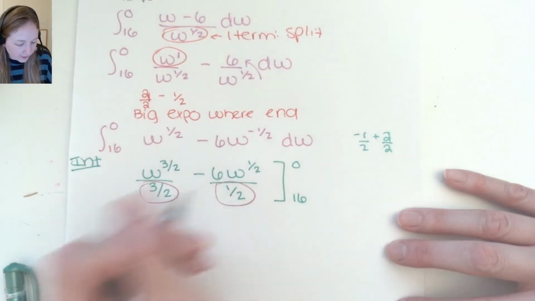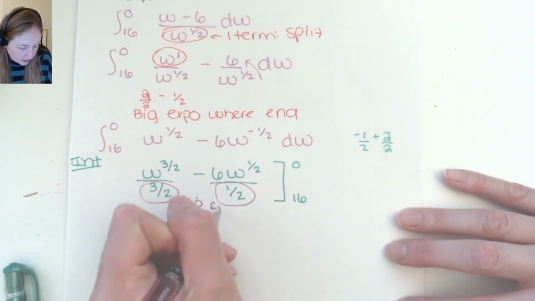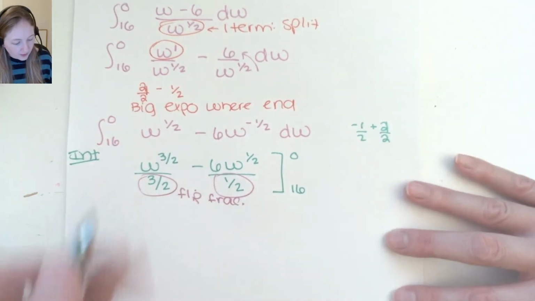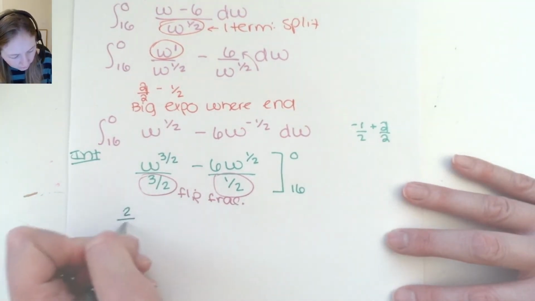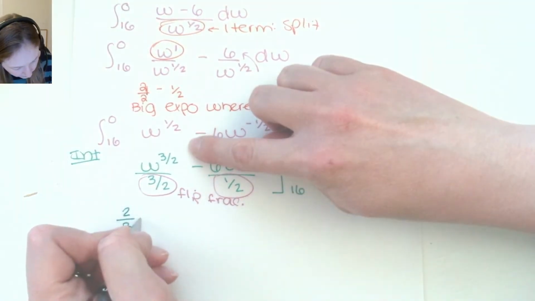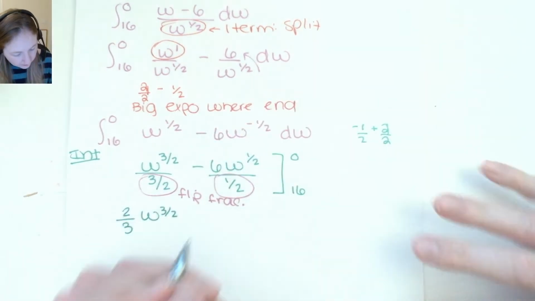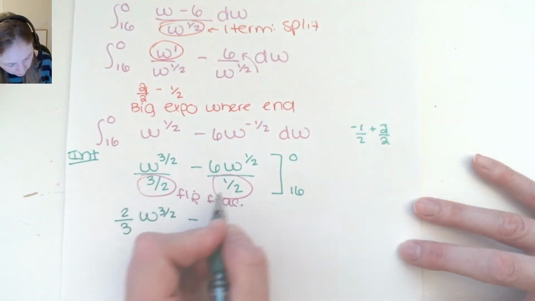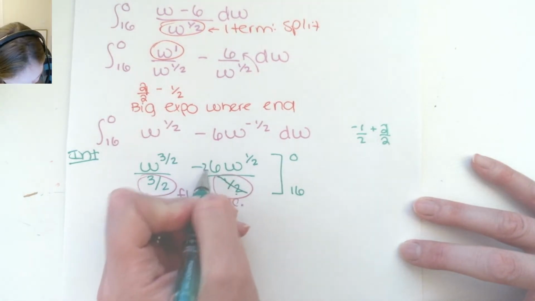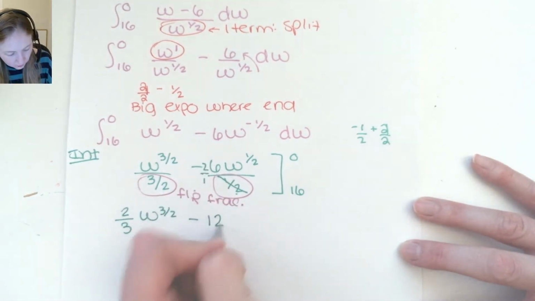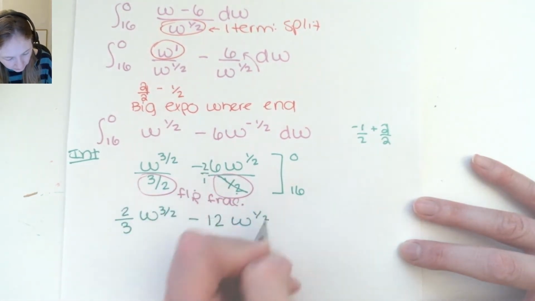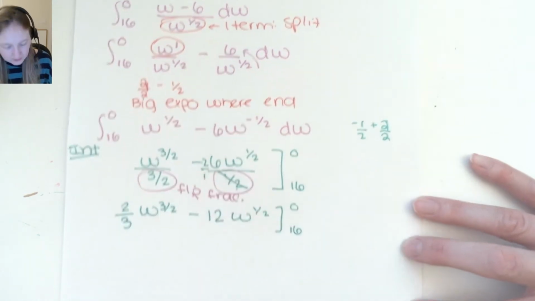And then we're going to flip these fractions. So that's going to become 2 over 3 w to the 3/2 minus, I'm going to write this here, 2 over 1, so just 12 w to the 1/2, and then 16 to 0.